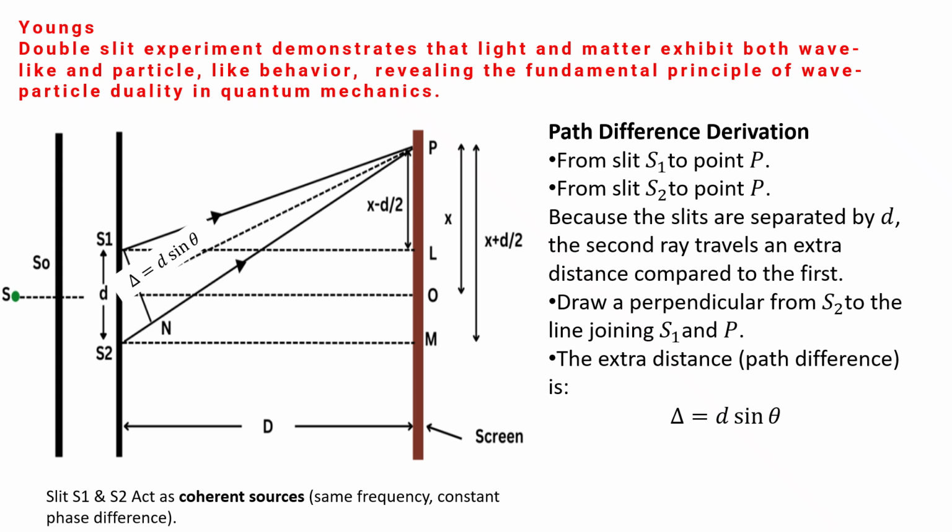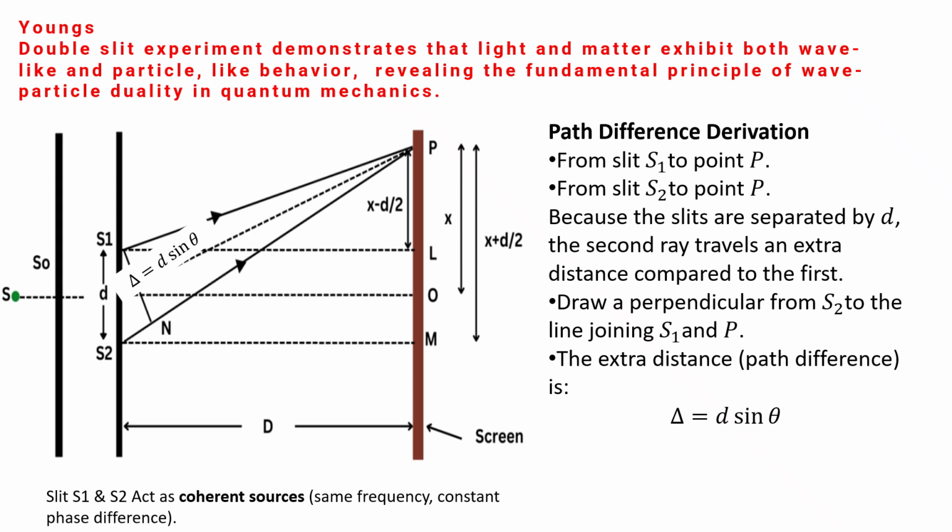There was a condition that the light has to be coherent. What is a coherent source? Coherent means same frequency and constant phase difference. The light is not changing its phase, and it also has the same frequency. So when the source produces light and it enters slit 1 and slit 2, from S1 the light travels to point P, and from S2 the light travels to point P.